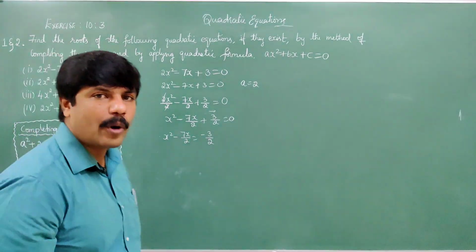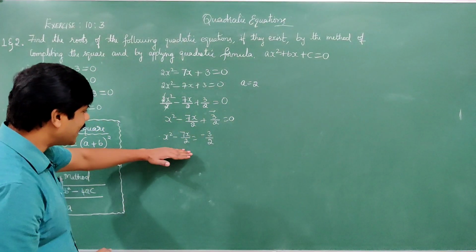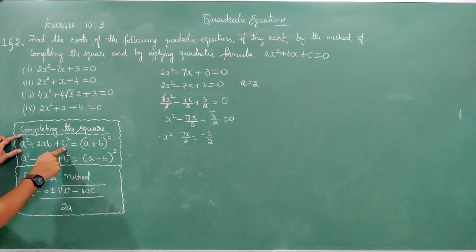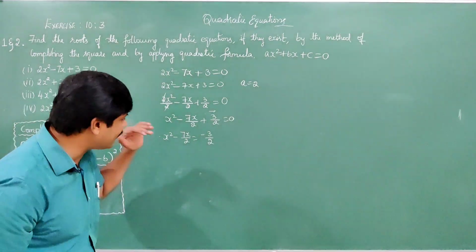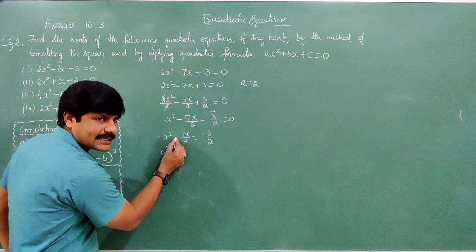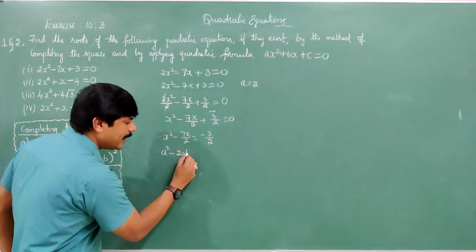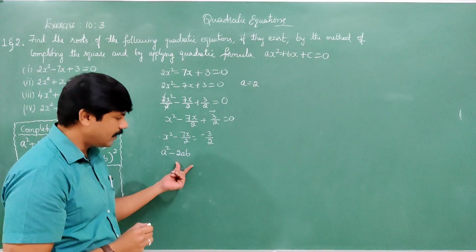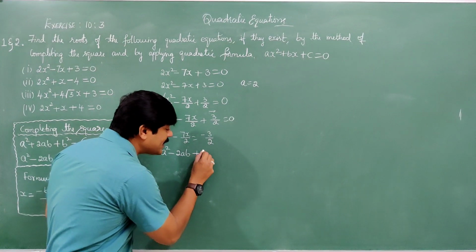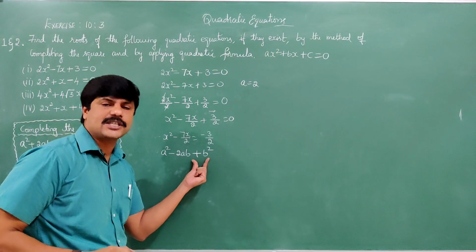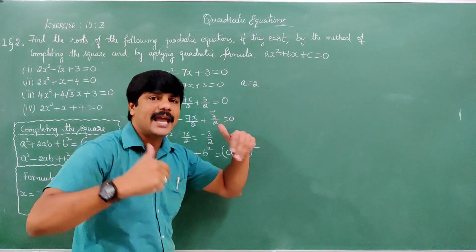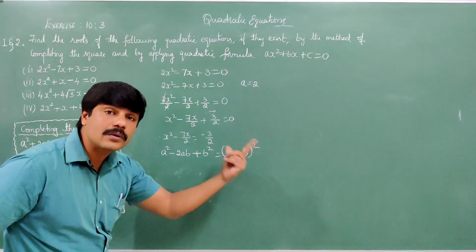Understand? Now comes completing the square. If you observe properly, a square plus 2ab plus b square. You can compare this equation with it. a square, here minus is there, so take minus 2ab: a square minus 2ab. What is missing to complete the square? b square is missing. If you get plus b square, then you can say a minus b whole square, because it is minus 2ab. You can complete the square.